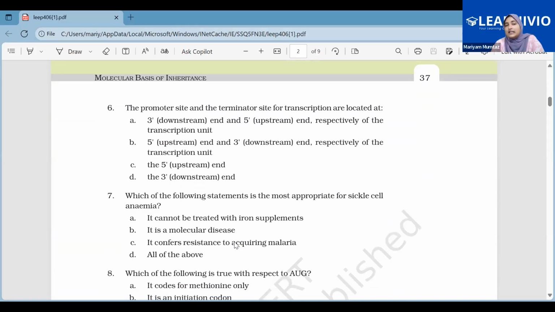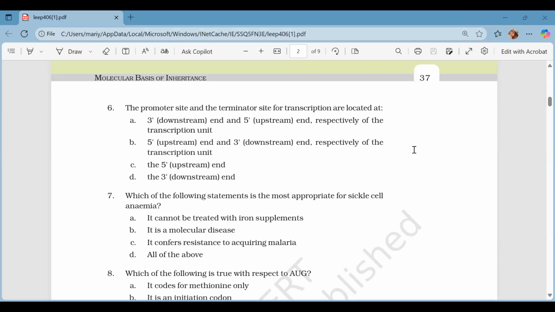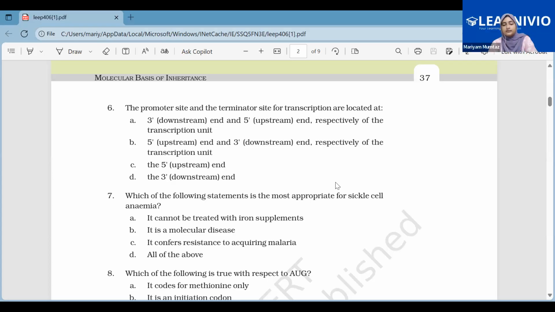The promoter site and terminator site for transcription are located at which of the locations? So is it option B? If you remember the transcription unit, we saw how at the 5' position there was the promoter region, and at the 3' position there is the terminator region.